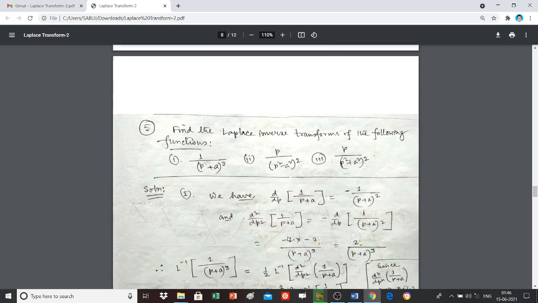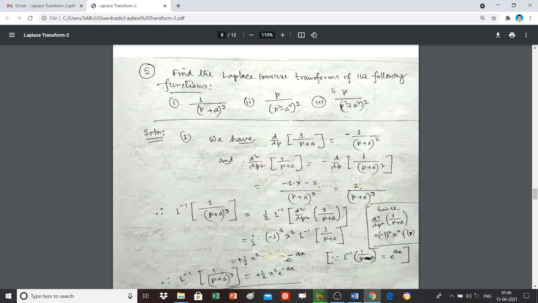Now the next one is here. Find the Laplace inverse transform of the following functions: 1 by (p plus a) whole cube, then p by (p squared minus a squared) whole squared, then p by (p squared plus a squared) whole squared. So the first one is here, and you can write d/dp of 1 by (p plus a). You can just compute this value: the differentiation of 1 by (p plus a) with respect to p is equal to minus 1 by (p plus a) whole squared.